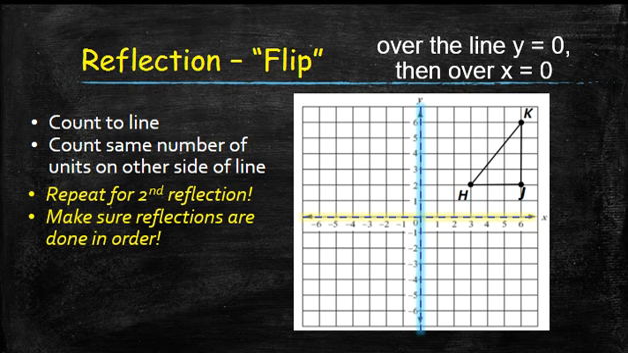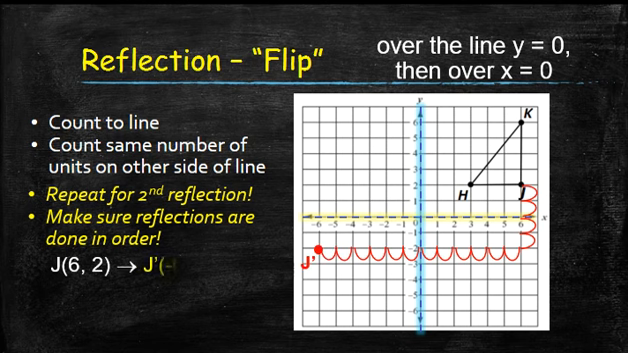Let's start with point J. We're going to count to the line y equals 0, 1, 2. Count on the other side, 1, 2. Now I'm going to repeat the same thing for my next reflection. From that new point, I'm going to count to the line x equals 0, and then on the other side. I count 6 to x equals 0, and then I count another 6.